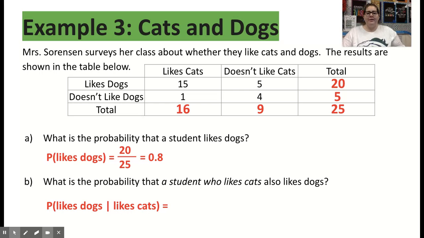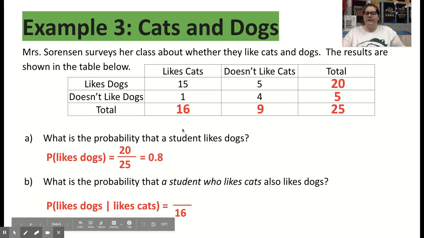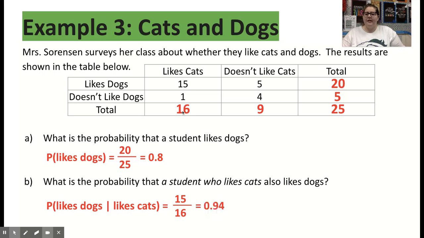And how that works on my table, when it's given that they like cats, that means I only really care about this one column right here of students who like cats. I'm going to pretty much ignore the rest of the numbers because I'm only dealing with students who like cats. So in that column, there are 16 students total who liked cats. And in that column, 15 of them also liked dogs. So 15 out of 16, which is 0.94.